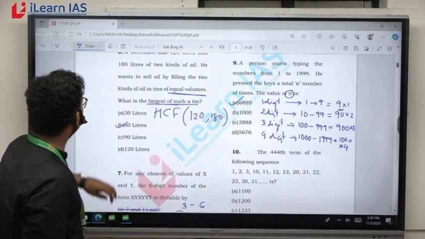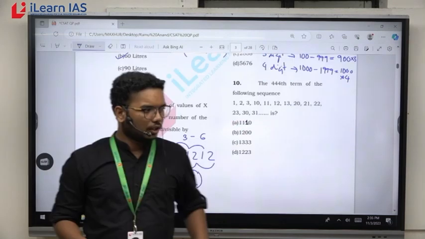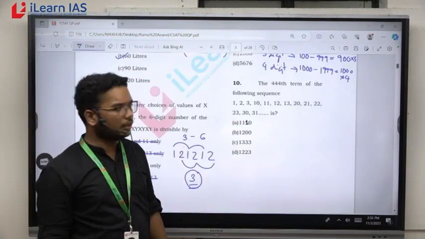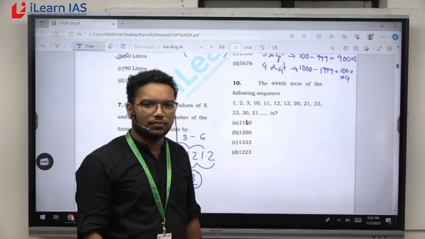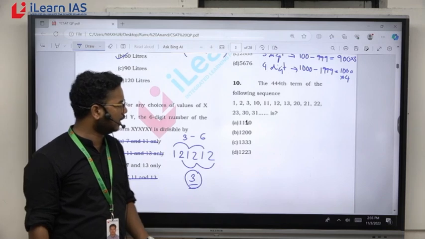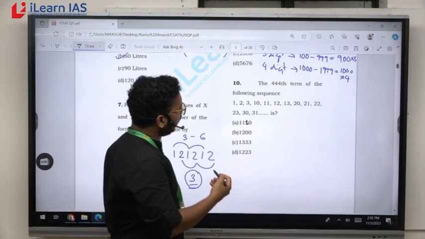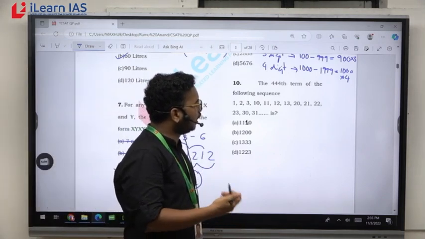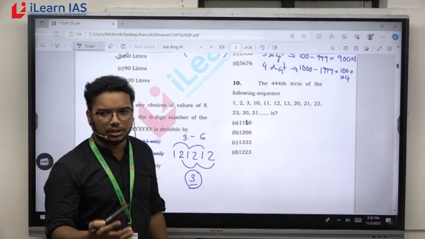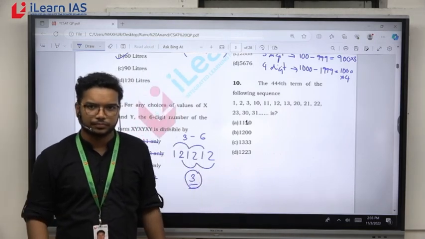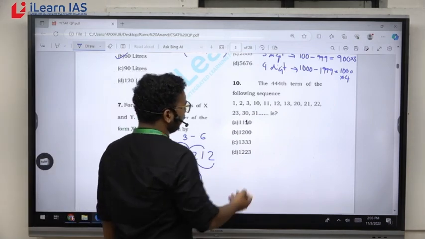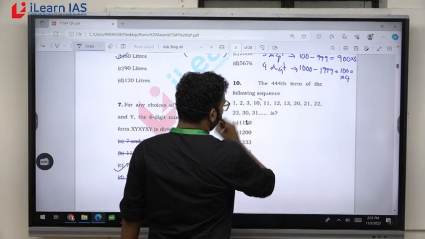Clear? Now, so we are going to the next question, that is the 10th question. We need to find the 444th term of the following series, where 1, 2, 3, 10, 11, 12, 13, 20, 21, 22, 23, 30, 31, 32, 33, 40, etc. is given. Okay? If you look at the series, we can find that, look at every fourth term.